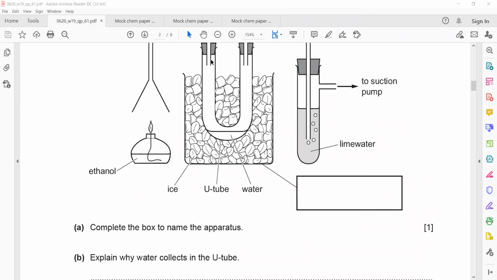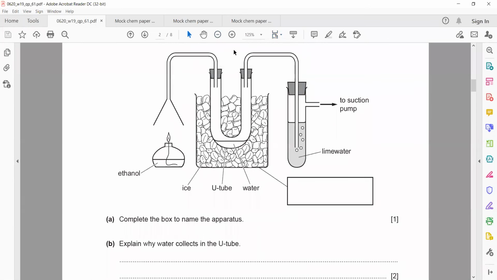Complete the box to name the apparatus. What do we call this apparatus? That's a beaker.